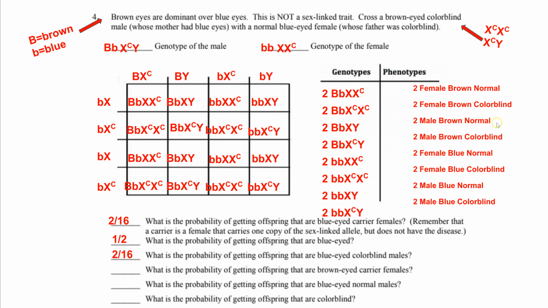Brown-eyed carrier females. Here's my brown-eyed females. Are these normal ones carriers? Yep. So it's 2 out of 16. Or you could put 1/8 for those, by the way. What's the probability of getting offspring that are blue-eyed normal males? Right here, 2 out of 16. What's the probability of getting offspring that are colorblind? I've got 2, 4, 6, 8 out of 16, or 1/2. Okay, that's it. Watch it again if you're lost.